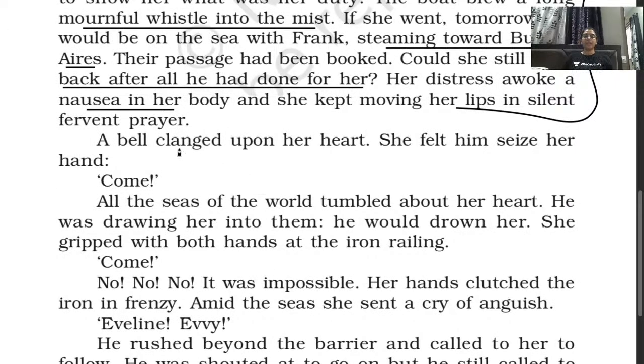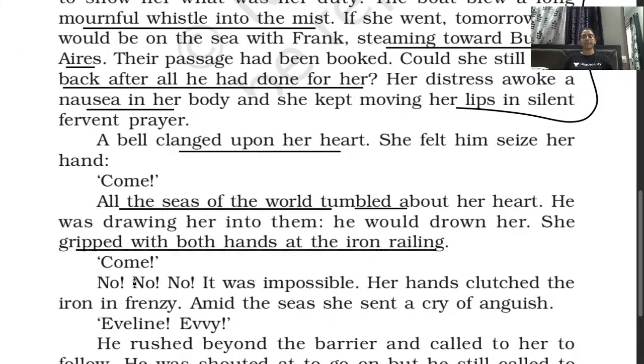A bell clanged upon her heart. She felt him seize her hand. Come. All the seas of the world tumbled about her heart. He was drawing her into them. He would drown her. She gripped with both hands at the iron lane railing. Come. No, no, no. It was impossible. Her hands clutched the iron in frenzy. Amid the seas, she sent a cry of anguish.